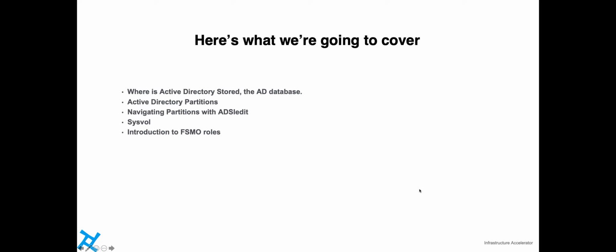So here is what we are going to cover in this module. Where is Active Directory stored? The Active Directory database. The Active Directory partitions. Active Directory is broken into three separate parts, and what are those partitions? I will also tell you about an amazing tool, which is ADSI Edit. This is a tool which you use to do some good troubleshooting with Active Directory when you have to make changes at the attribute level. Once you understand partitions, ADSI Edit will make more sense.